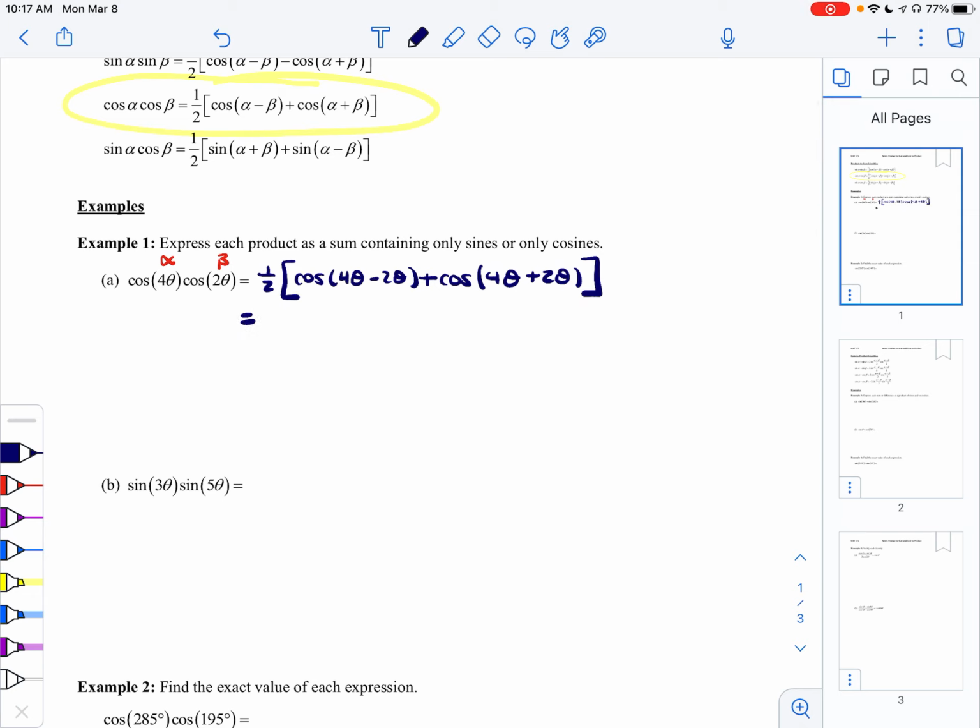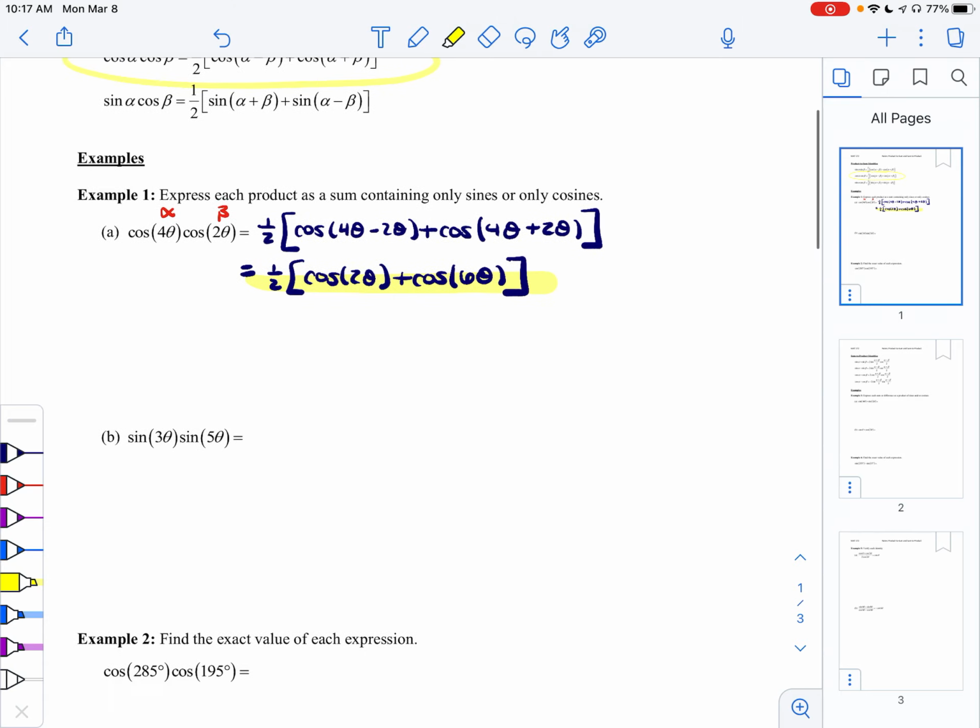Then we just need to simplify and combine like terms. So this will be 1/2 times the cosine of 2 theta plus the cosine of 6 theta. Looking back at what we wanted to do, express each product as a sum containing only sines and cosines. We went from a product, we now have a sum. That's our final answer. That's all we were trying to do, just rewrite our product as a sum.